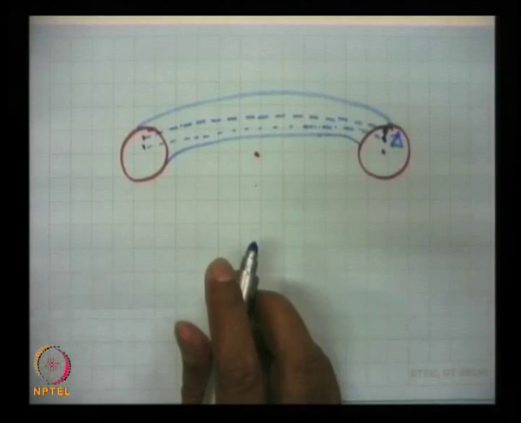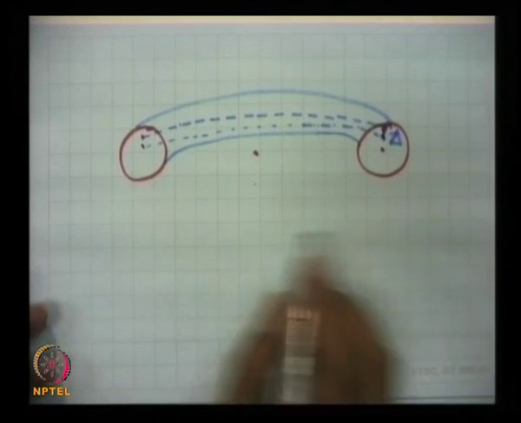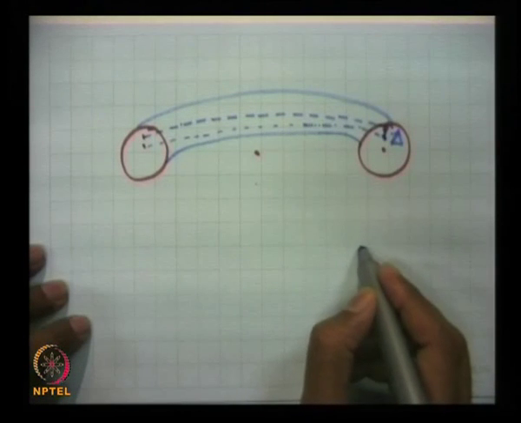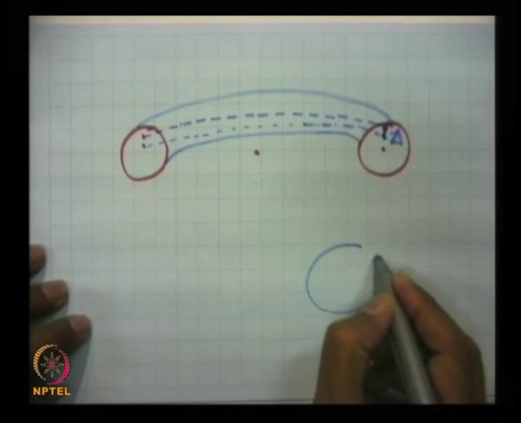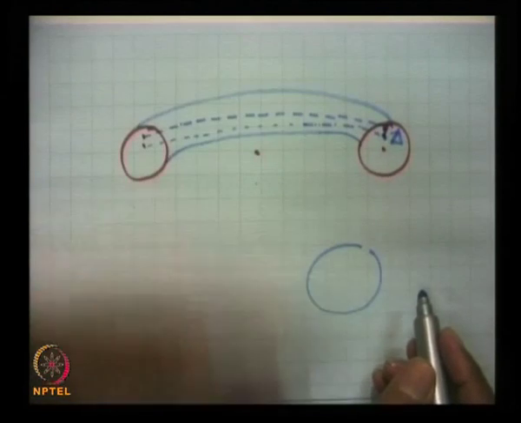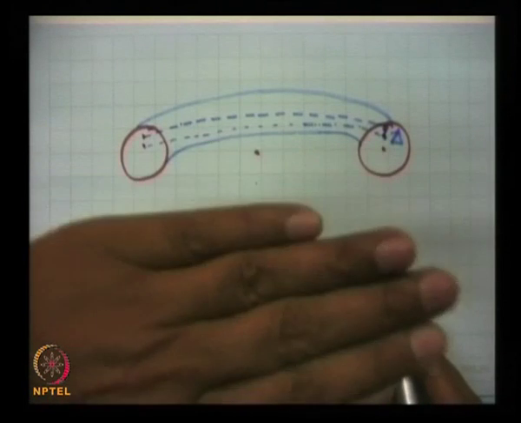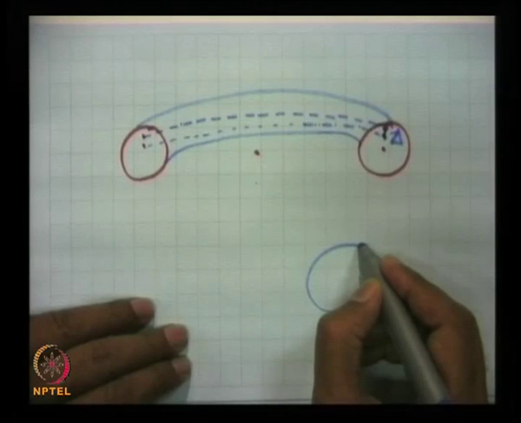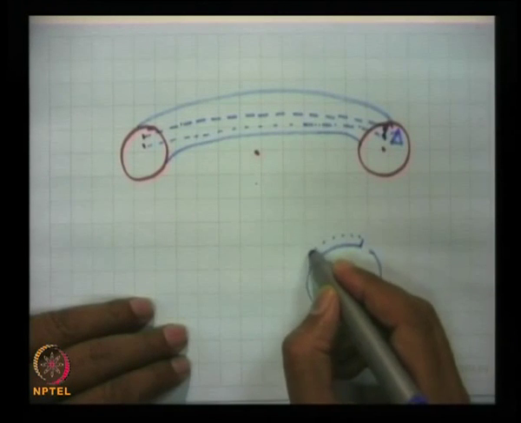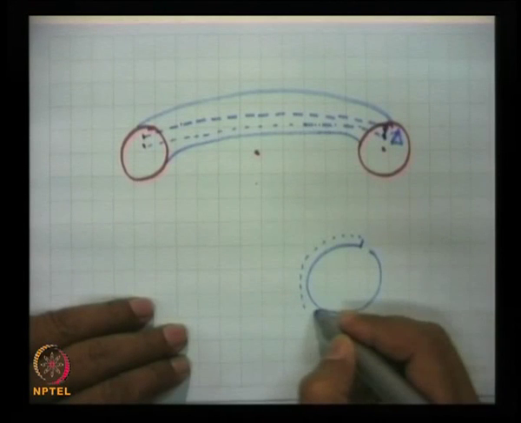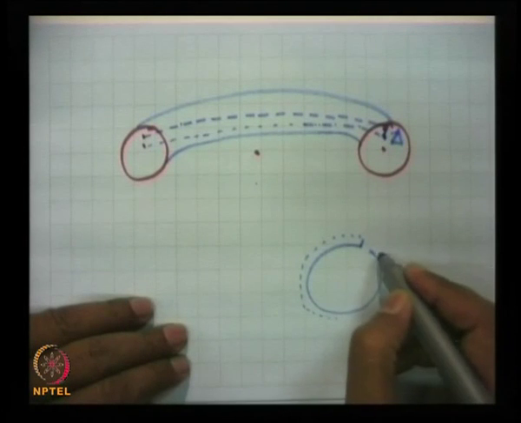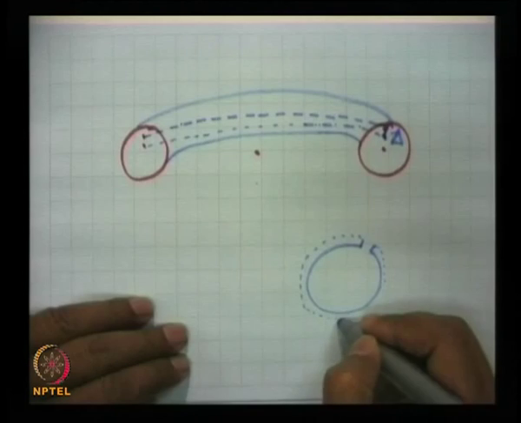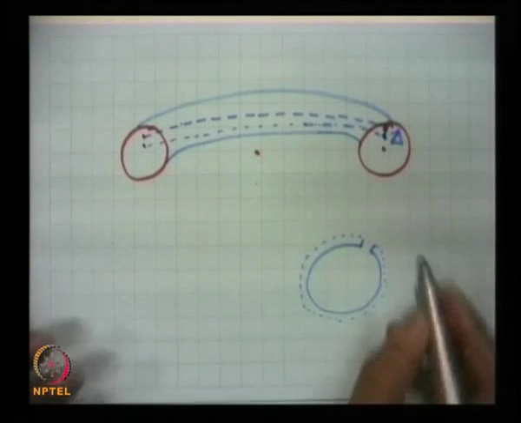In order to estimate the change in A, I am considering a loop which is made like this. It is one loop in the XY plane, another loop also in the XY plane but shifted in Z. So this may be the Z equal to 0 plane, another loop shifted slightly above this. That would be above this. So the two loops are shifted from each other by distance delta.